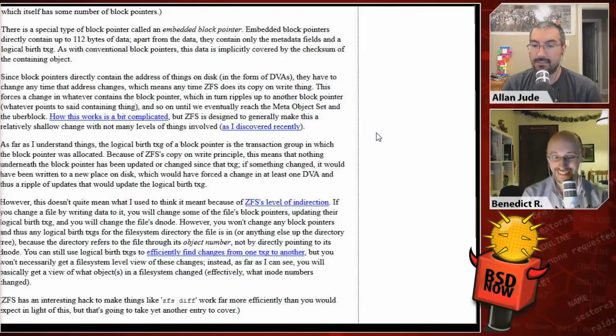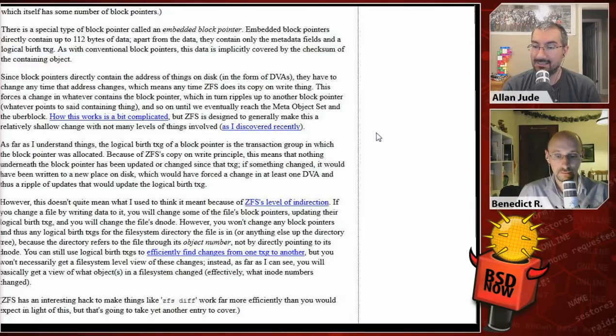Yes. Okay. So basically, all it contains is a little bit of metadata and the logical birth time, and we use that in order to deal with the embedded block pointer. And it means it can save a lot of work and a lot of space by not having to allocate more extra blocks and indirect blocks and so on, since it's just a tiny bit of data.